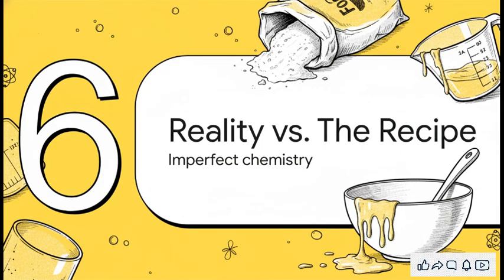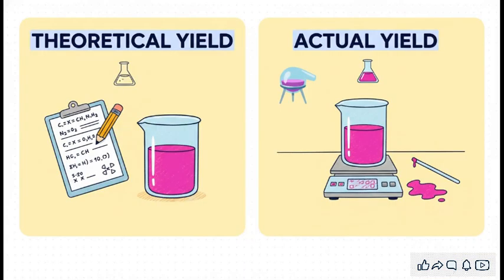Okay, so up until now, we've been living in a perfect world where every recipe works out perfectly. But let's be real. When you bake, do you get every last bit of batter out of the bowl? Probably not. Well, chemical reactions in the real world, they're not always perfect either. And this brings us to two really important ideas: theoretical yield versus actual yield. The theoretical yield is what you calculate on paper. It's the absolute maximum amount of product you could possibly make if everything went perfectly. But the actual yield, that's what you actually get when you run the experiment in the lab. And spoiler alert, they are almost never the same.